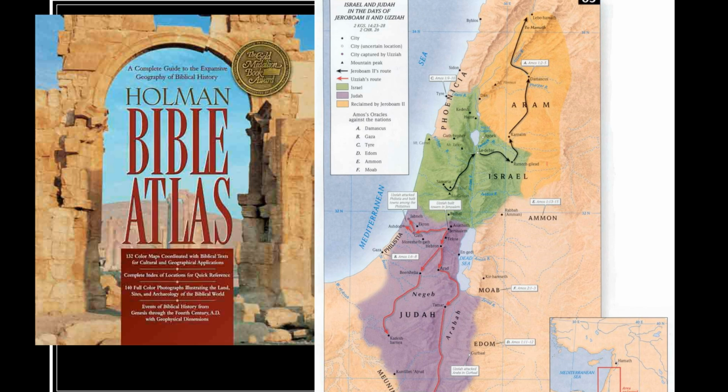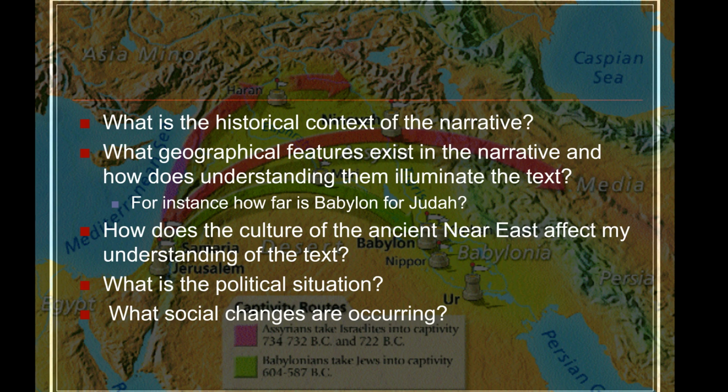The next step is to analyze the historical, geographical, cultural, political, and religious components of the passage. Study aids such as a Bible dictionary, commentaries, cultural commentaries, and Bible atlases are all helpful in this process. Questions to consider: what is the historical context of the narrative? What geographical features exist in the narrative, and how does understanding them illuminate the text? For instance, how far is Babylon from Judah? How does the culture of the ancient Near East affect my understanding of the text?